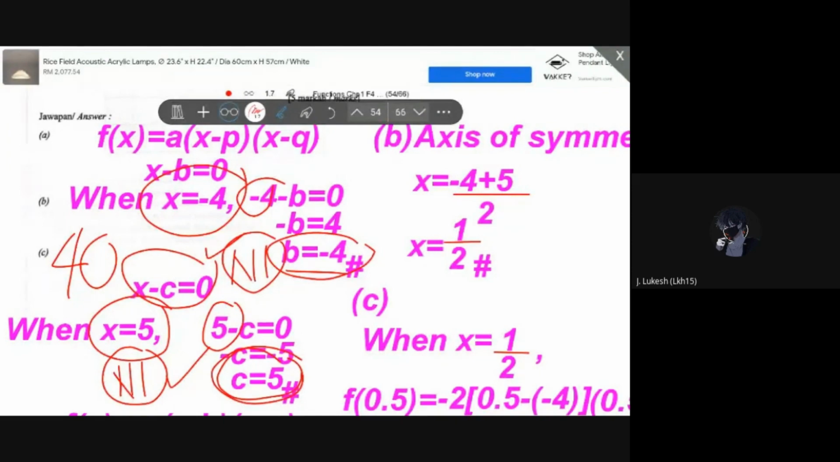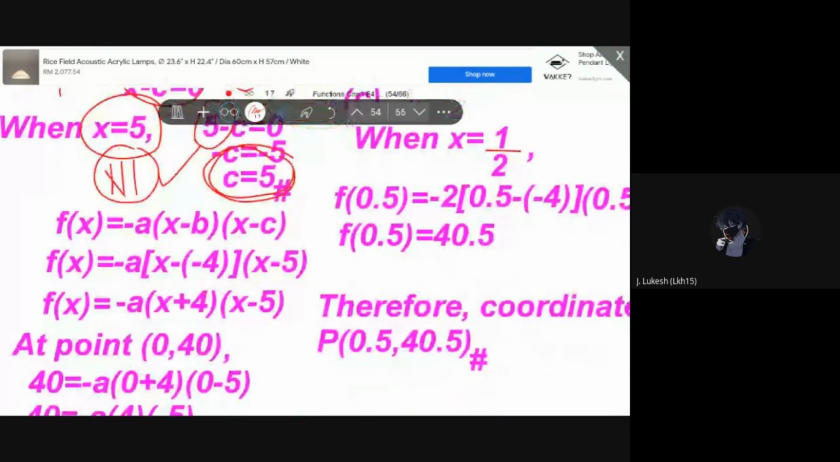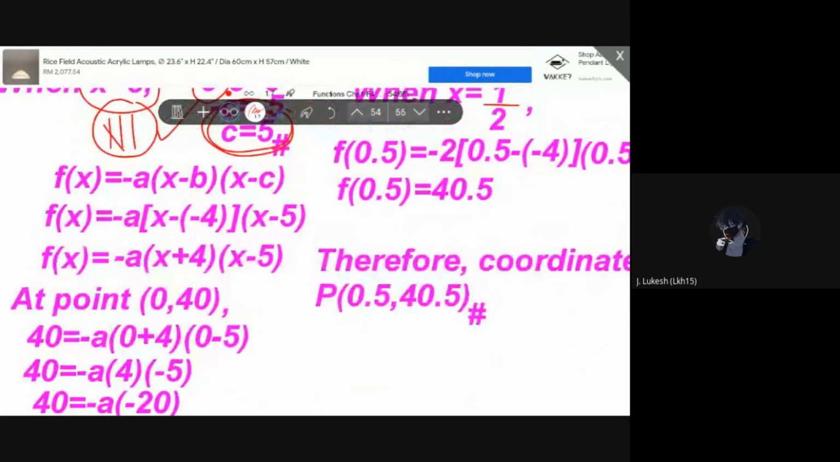Okay, so now I explain for A. Macam mana nak cari A? Kat sini semua. Okay, so yang ni persamaan yang diberikan. So saya kata bila dah cari B dan C, you can sub your B and C values here, right? Like this. So make sure sub negative 4 tau. X minus negative 4. Not X minus 4 only. Sebab nilai B tu dah negative 4. So X tambah 4. X tolak 5.